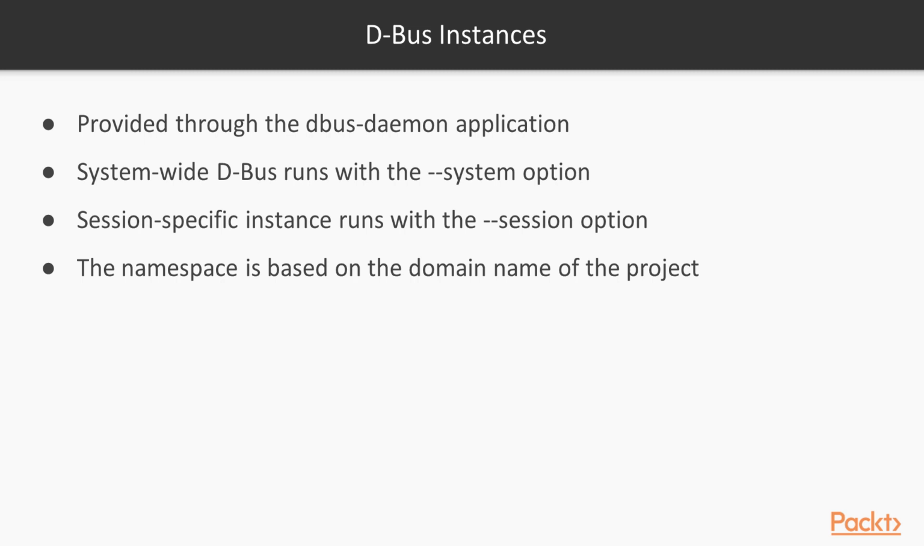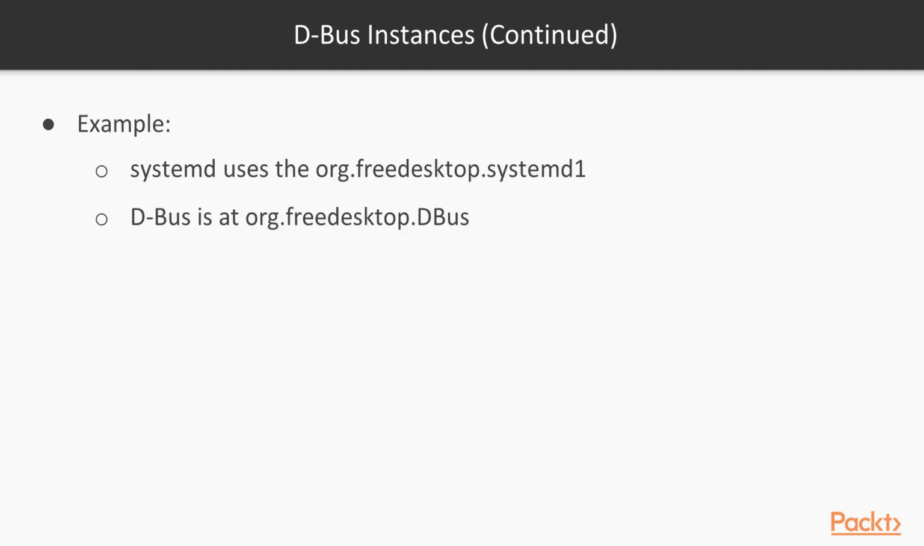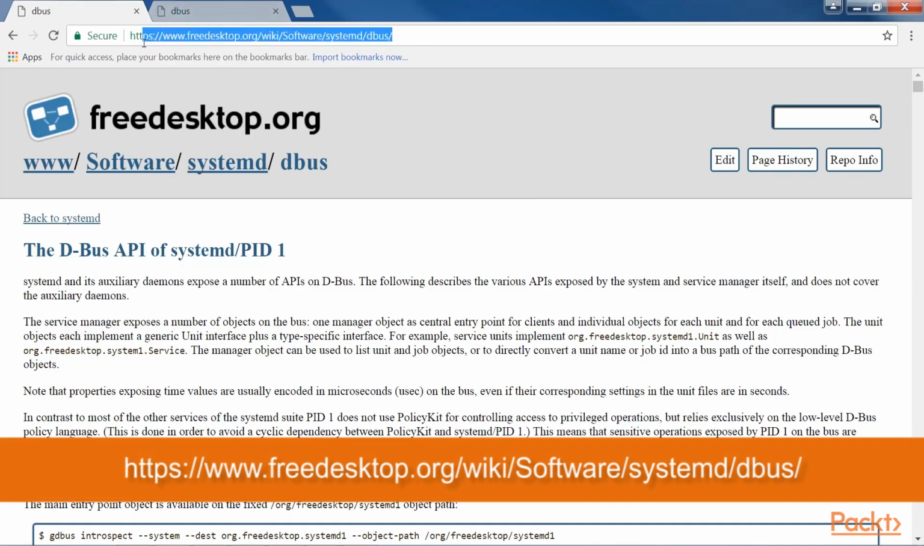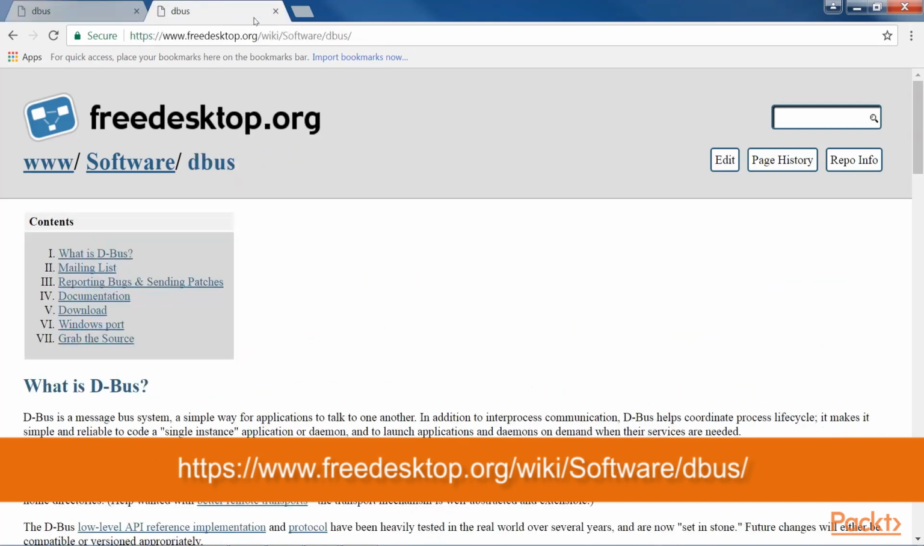Applications register themselves against the dbus through a particular namespace. Conventionally, this namespace is based on the domain name of the project. For instance, systemd uses the org.freedesktop.system1 namespace. You can find more information about this at this website, whereas dbus is at org.freedesktop.dbus, which you can find at this web link.